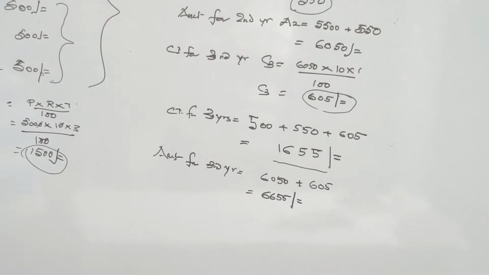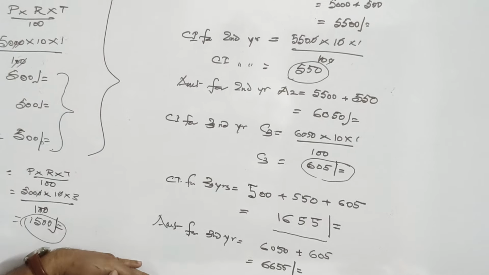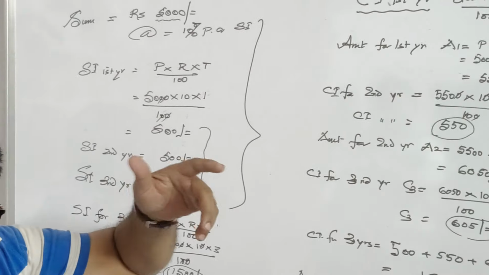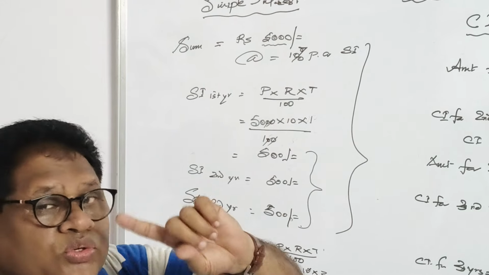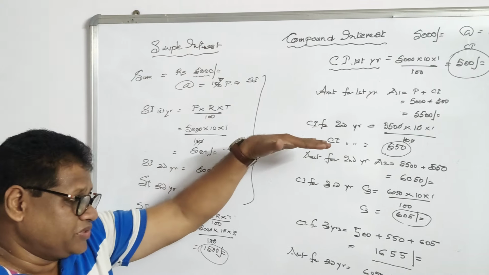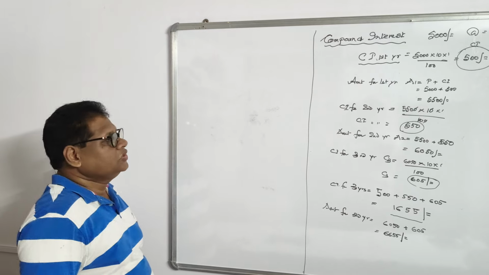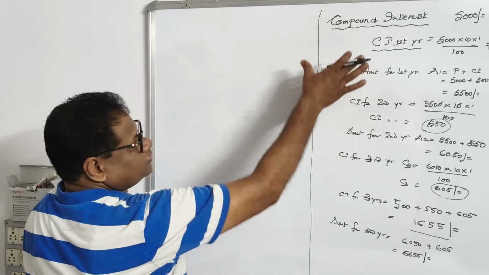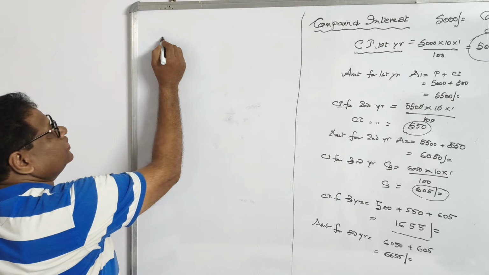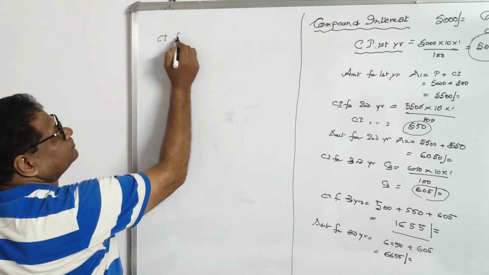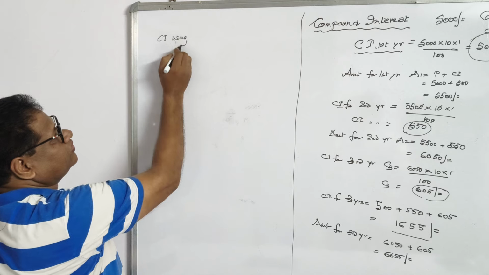Now, the questions asked in this type of calculation will be breakup questions like CI for the first year, amount for the first year, then CI for the second year, amount for the second year. For those types of questions, you need to break up the steps like this. Now, this was the method of calculating the CI without using a formula. Now, for calculating the CI using formula.